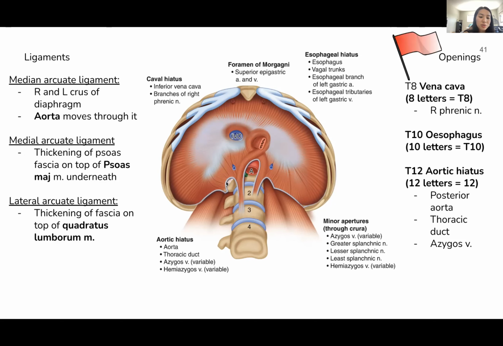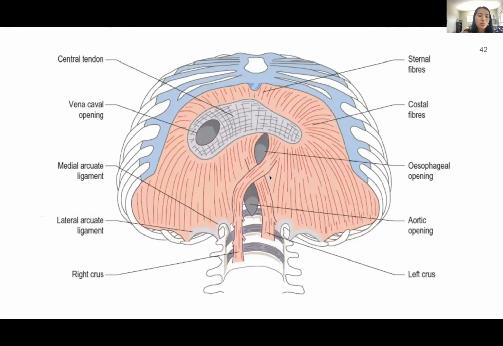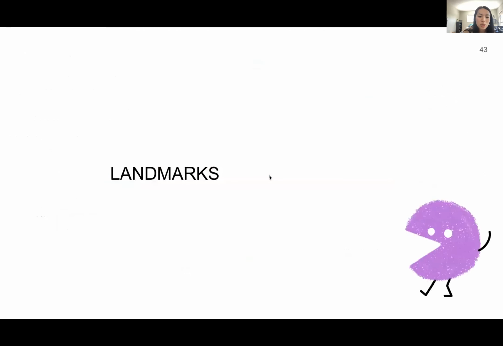The medial arcuate ligament is this one here, and that is the thickening of the psoas major fascia. Okay, and then here is the thickening of the fascia on top of quadratus lumborum. So pretty high yield. So just remember lateral, medial, median, and what they are on top of, or what they are comprised of. Okay, cool.